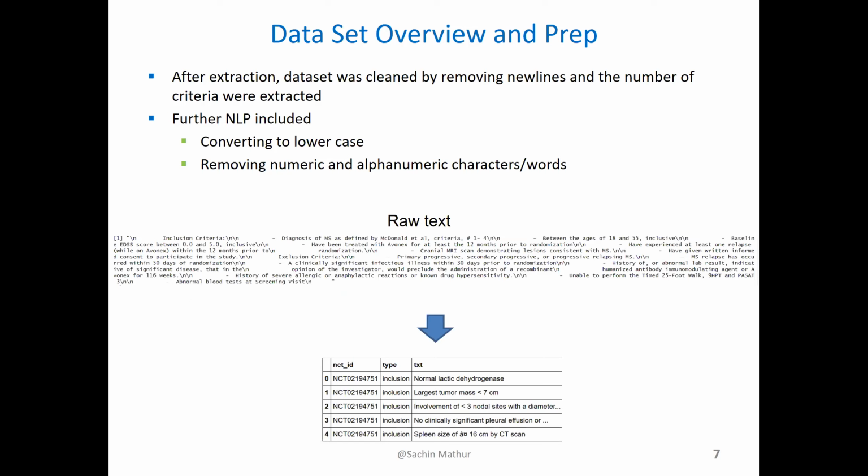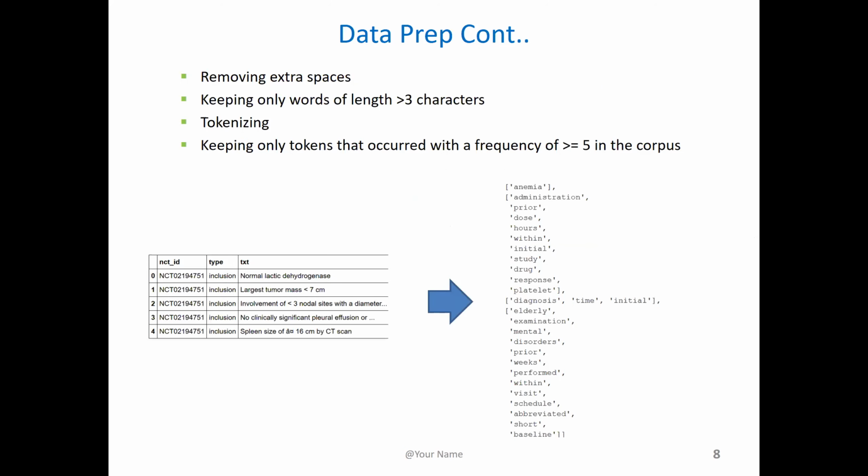Further NLP included converting it into lower case, removing numeric and alphanumeric characters, removing extra spaces, keeping words of at least 3 or at least 4 characters long, tokenizing, and then keeping tokens that had a frequency of occurrence of at least 5 in the corpus. Here is an example of the text, which is from RStudio, and then all the NLP was done in Python.